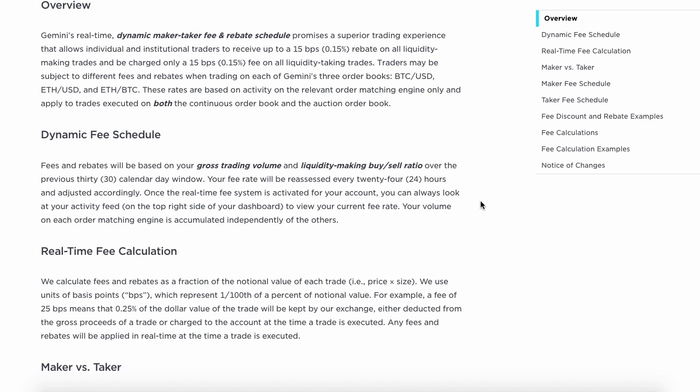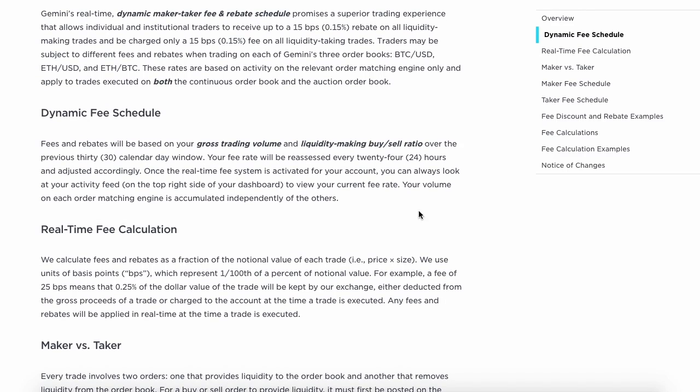So Gemini does things differently than other exchanges, and their main trademark is their auction. They auction Bitcoin and Ethereum, and I'm going to be talking exactly how they do that and what that means. And they also have a different fee structure than other exchanges.